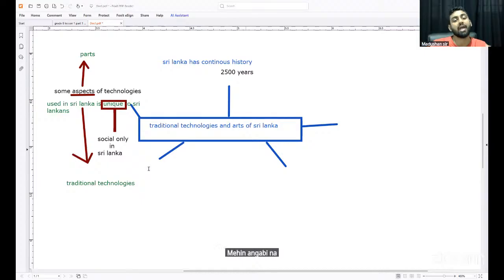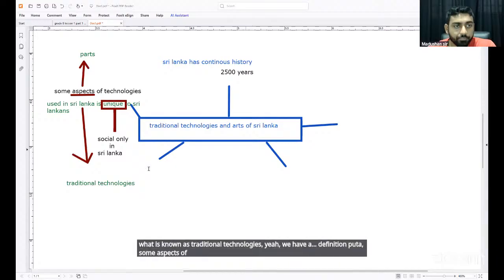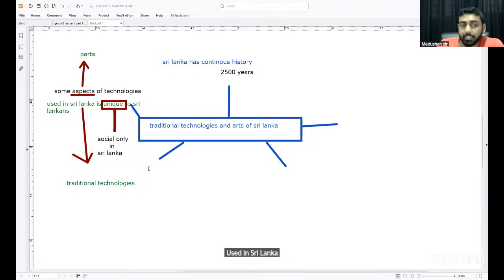What is known as traditional technologies? We have a definition. Some aspects of technologies used in Sri Lanka that are unique to Sri Lankans are called traditional technologies. Keep it in mind.